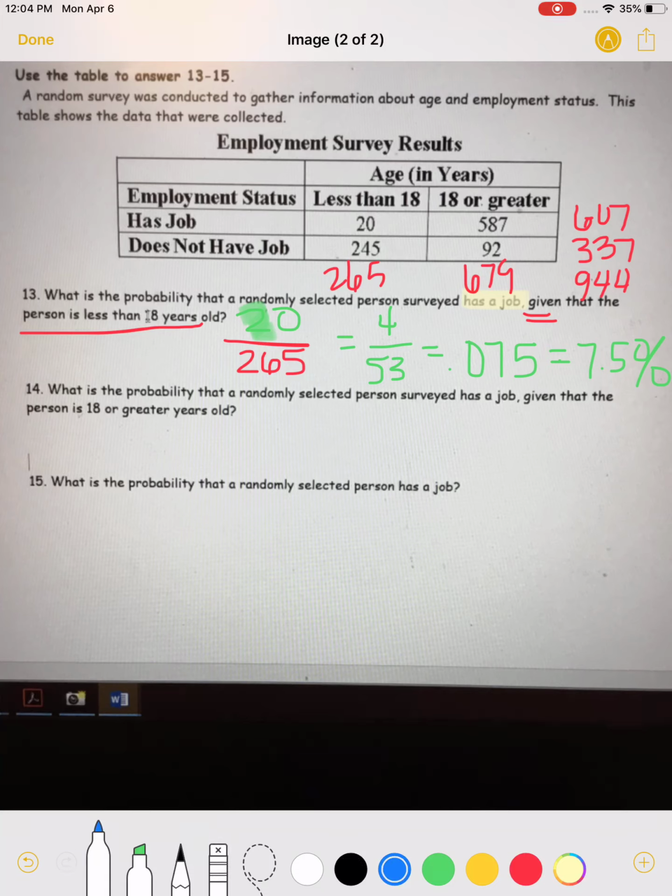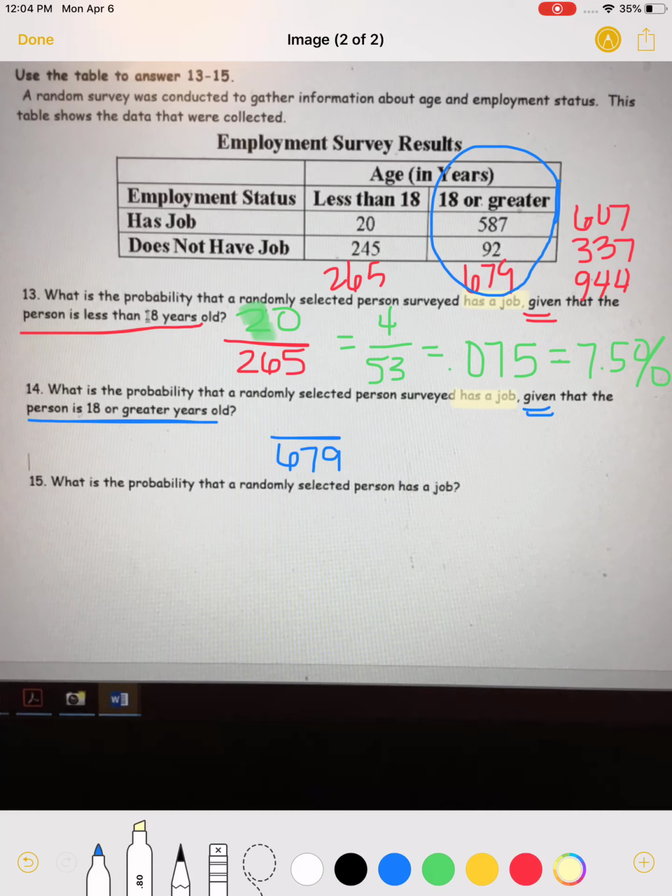Says, what's the probability a randomly selected person surveyed has a job given the person is 18 or greater years old? So given, keyword, they're telling you that the person that they chose was 18 years or greater. So now we're looking at this column. Our sample are the 679 people who took the survey that were 18 years old or older. Of those 679 people, we need to know the ones who have a job.